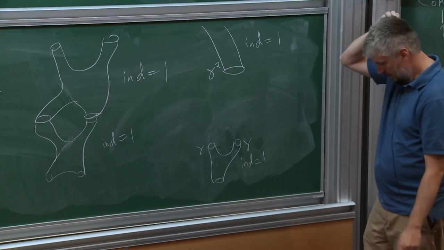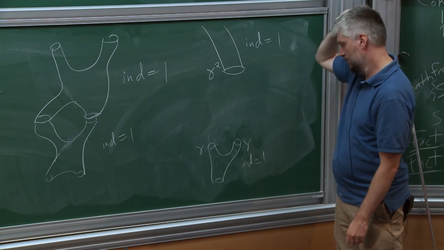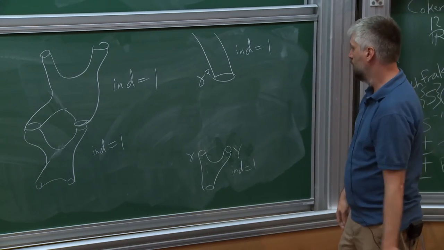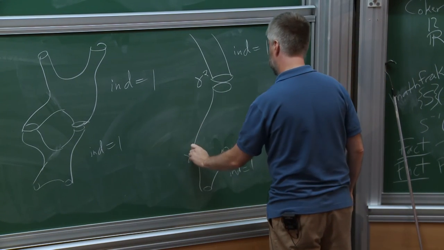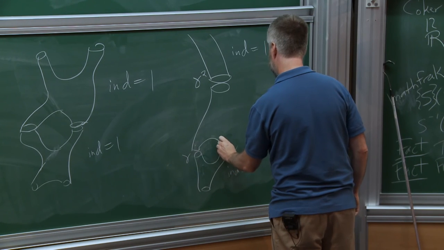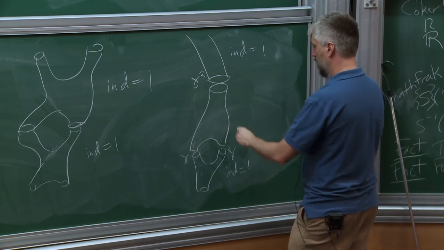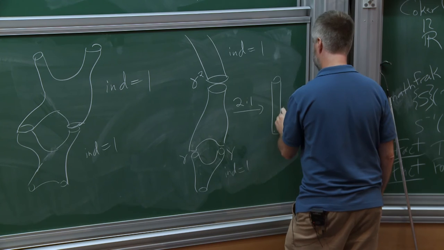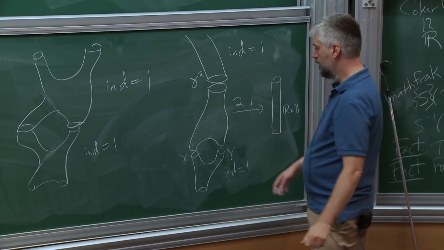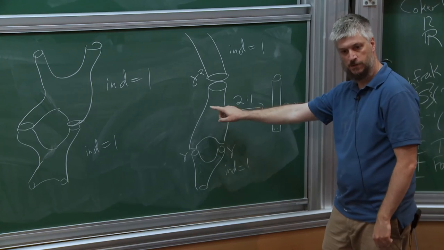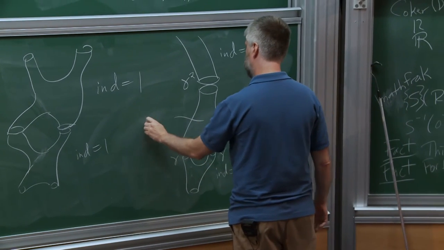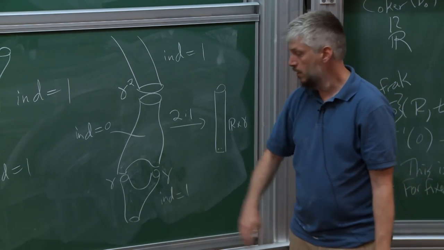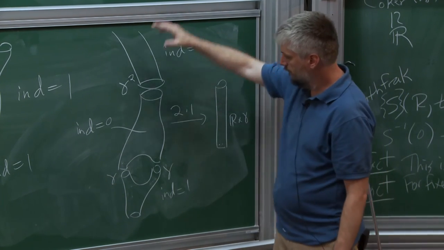So it looks like you can't glue these because they have different kinds of ends, so there's no way to put them together. However, you can insert in here a pair of pants, which is a 2-to-1 branched cover of the cylinder R cross gamma. And it turns out that 50% of the time, depending on some conditions which I'll tell you later, this pair of pants has index 0. In general, it has index either 0 or 2. So sometimes it is index 0. So this whole configuration is index 2.